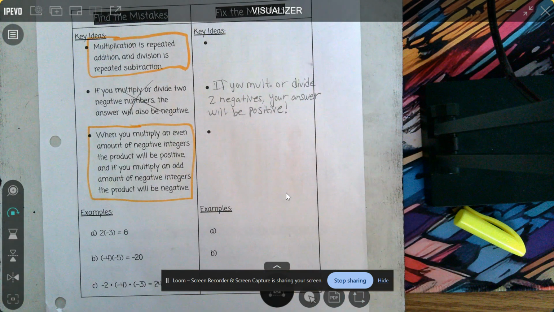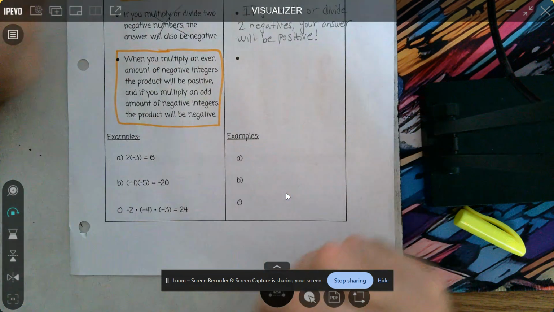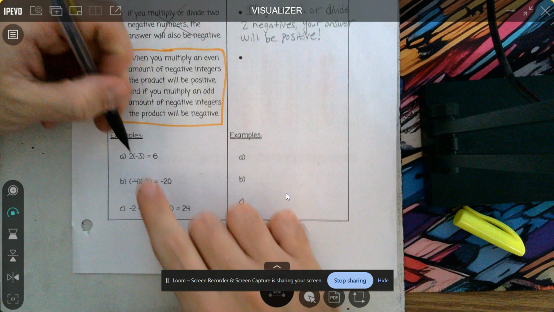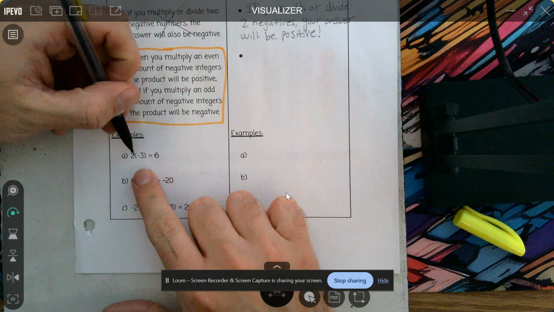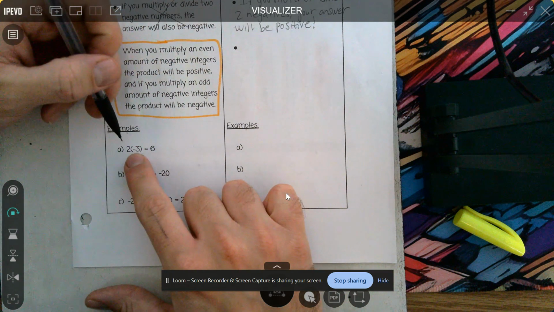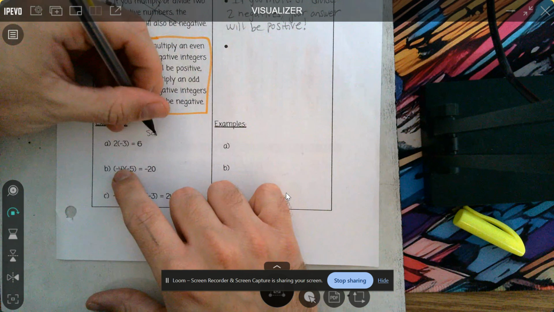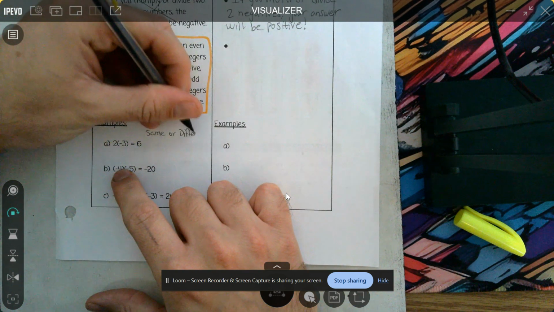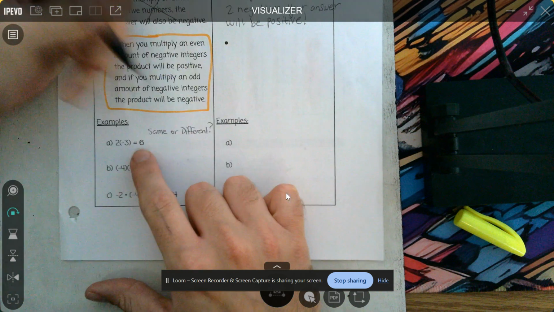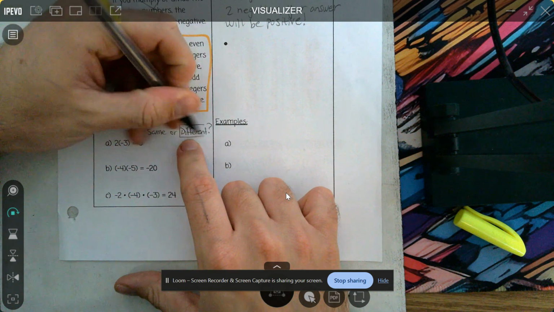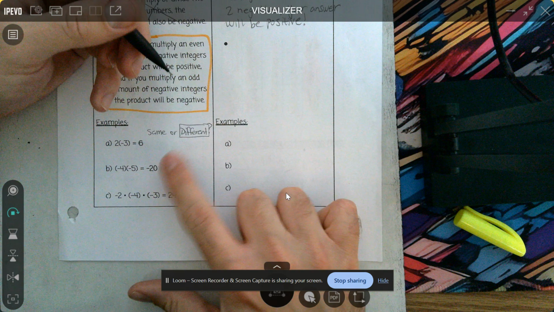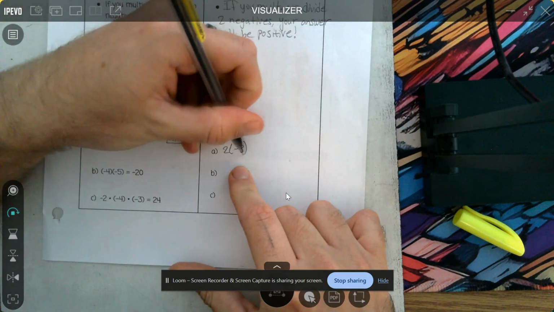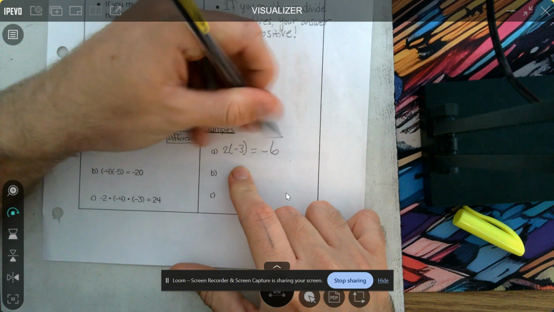Okay, let's go through these examples and find which ones are my mistakes. Or we're going to fix them, excuse me. They're all wrong. We're going to fix them. 2 times negative 3. That's a positive times a negative. Are these same or different signs? These are different. So they should be negative. So this is wrong. Let's fix it on the right side. 2 times negative 3 is negative 6.